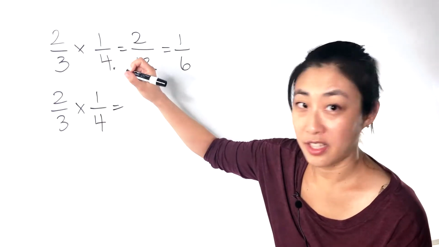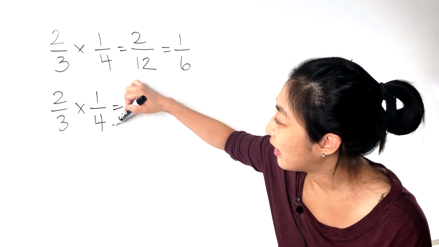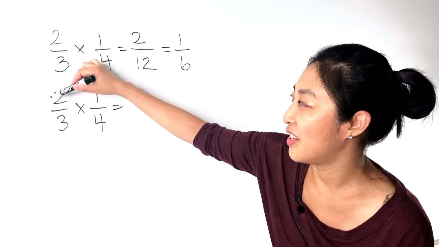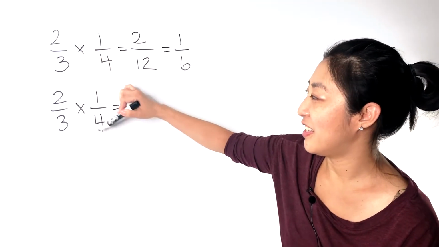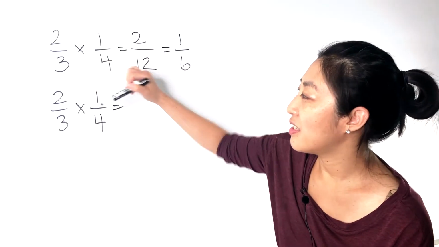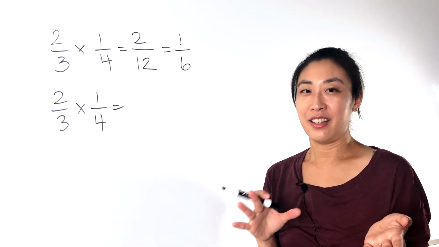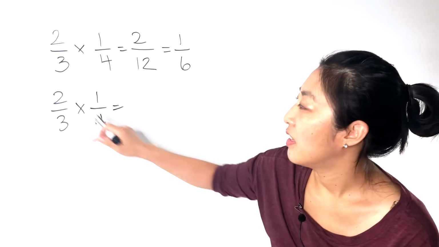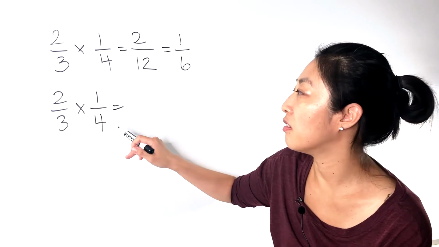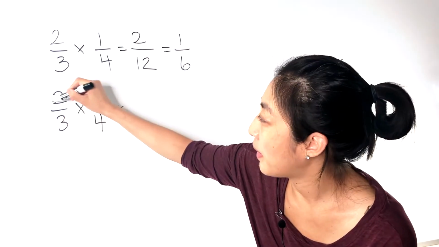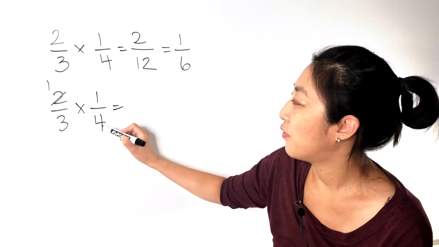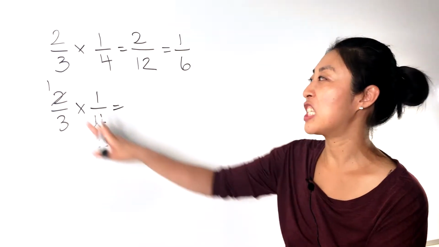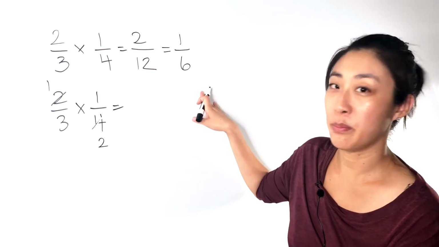is it's called cross-reducing because you look at the numbers that are diagonal to each other. So the number 2 up here is diagonal to the denominator here, 4. And you look at these two numbers and see, are they divisible by any number? Both of them are divisible by 2. So 2 divided by 2 is 1. 4 divided by 2 is 2, right? It's like we're simplifying before we actually multiply.